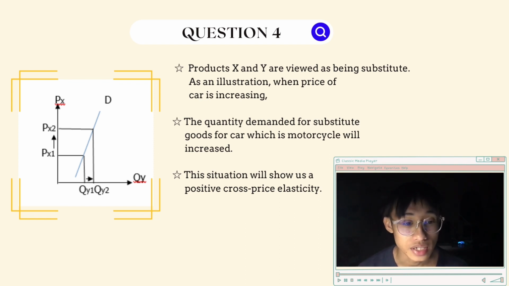As an illustration, when the price of a car is increasing, the quantity demanded for substitute goods for a car, which is a motor vehicle, will also increase. This situation will show us a positive cross price elasticity.